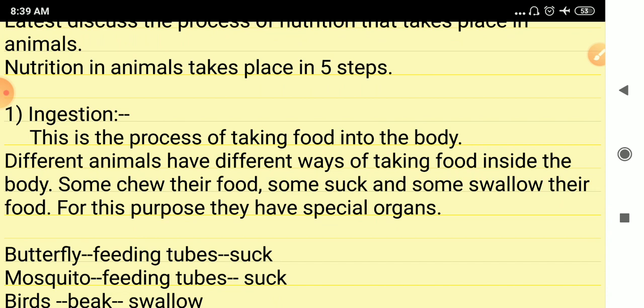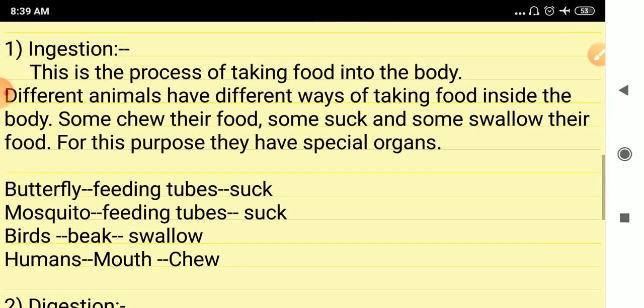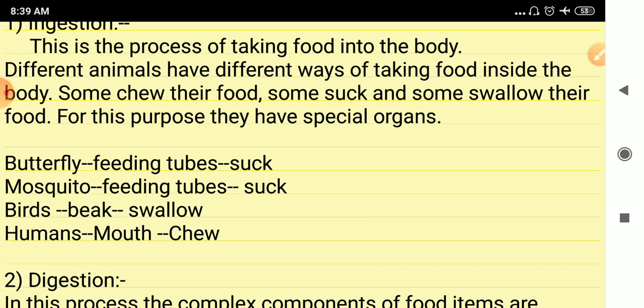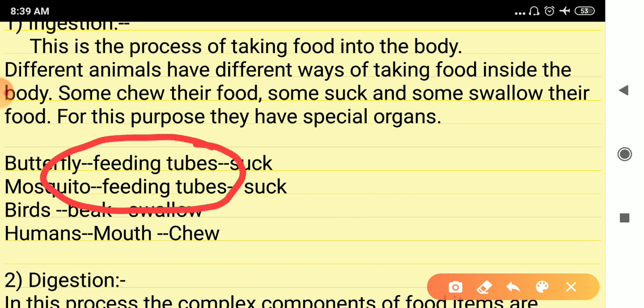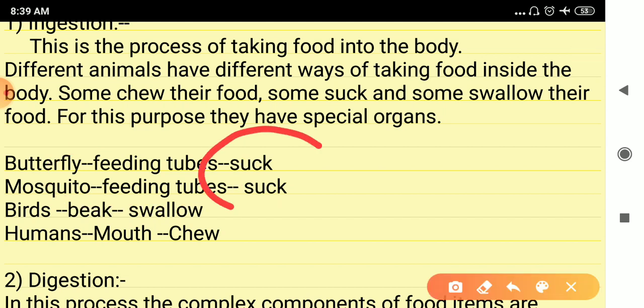For this purpose, they have special organs. For example, butterfly and mosquito have a very special structure that is called feeding tubes. They take their food in the liquid form. And how do they suck their food? Butterfly sucks nectar from flowers. Mosquito sucks blood from human beings and animals.